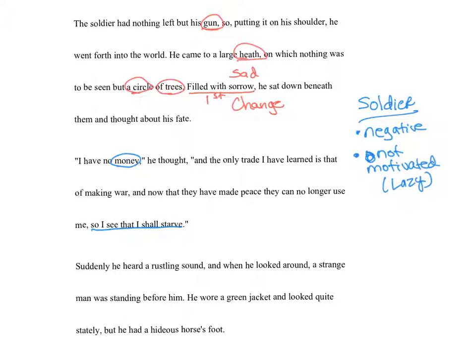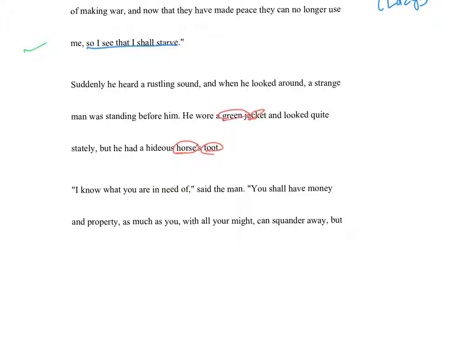Very good. All right. Next reader. All right. So he's sitting in the woods. Oh my gosh, I am just going to starve because I can't go to war. This man comes up, and this man is dressed stately, which means very dignified, standing up straight. He's wearing a green jacket, but, I see the word but. He had a hideous horse's foot, and this one may take you a minute to find. This is an example of a couple of our literary devices. So using your notes, I want you to go through and see if you can figure out which ones they are.